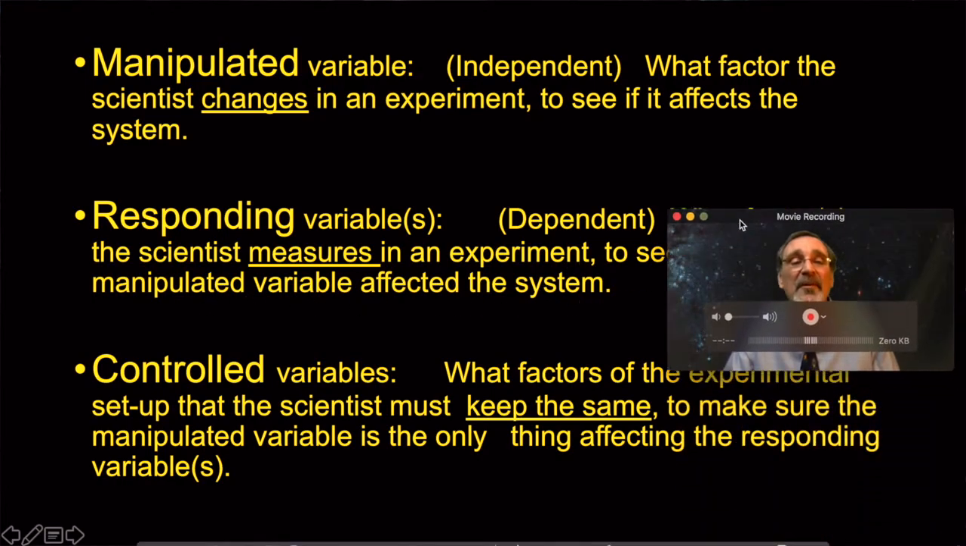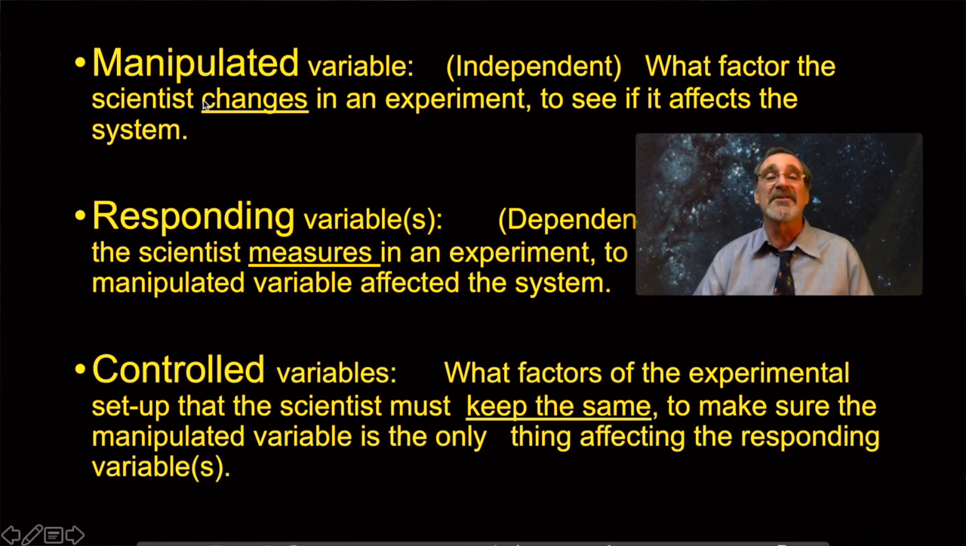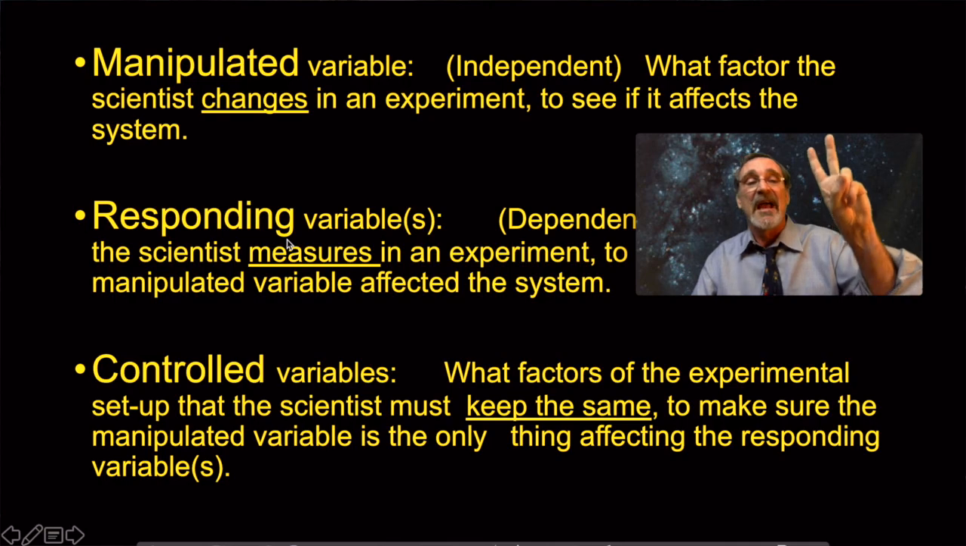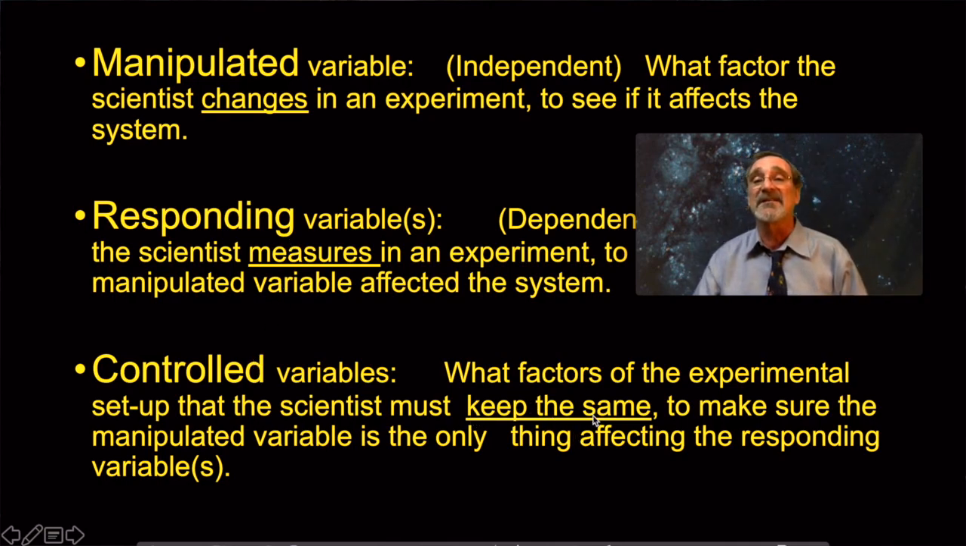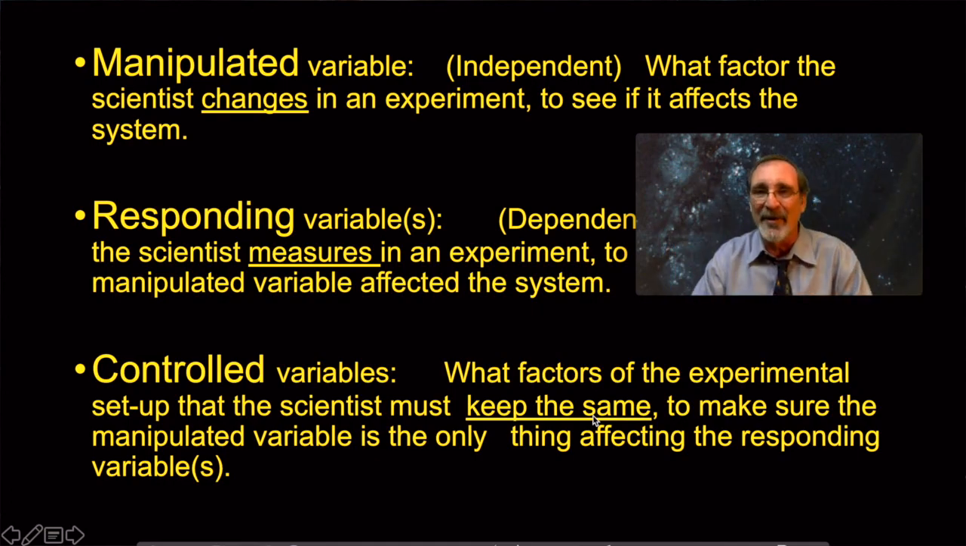And then the third one is the controlled variables. These are what factors of the experimental setup the scientist must keep the same, to make sure the manipulated variable is the only thing affecting the responding variables. So manipulated variables, also known as independent, is what the scientist changes. Responding is what the scientist measures, and controlled is what the scientist keeps the same when doing the experiment. All the factors that have to be identical. Those are the three variables. Okay.